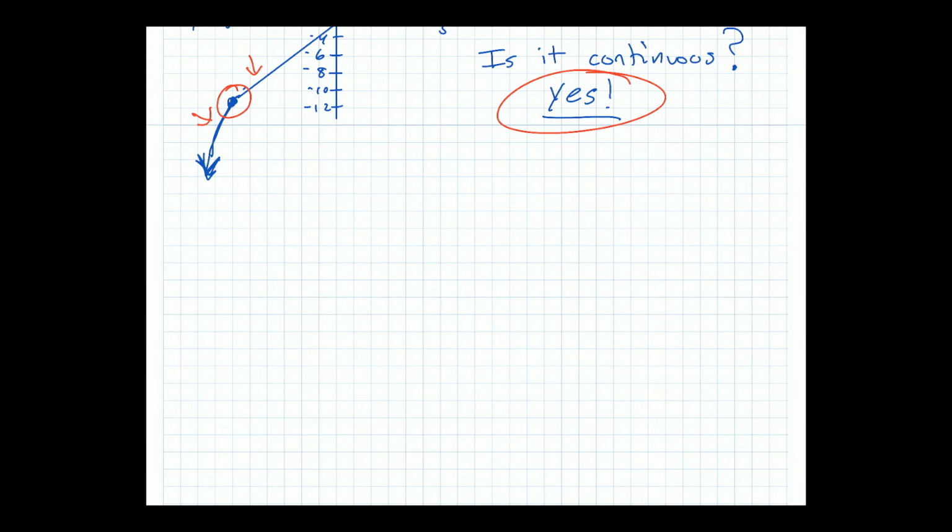Yeah, let's see here. I'm going to find one that's not continuous real quick. Spoiler. Come on. Give me one that's not continuous. That's all I want. All right, here's one.